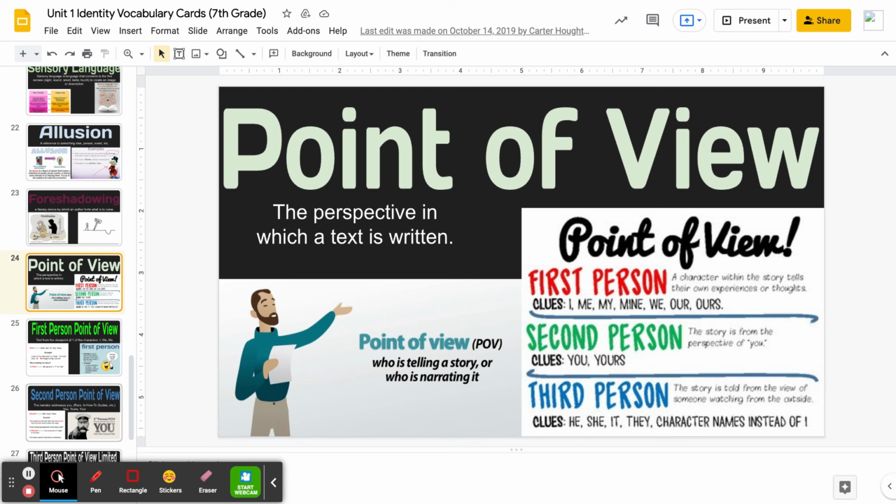And then there's third person, which is the one that we see the most, along with first person. We see that a lot too. So third person is he, she, it, they, character names instead of I. So that's one that we see all the time.